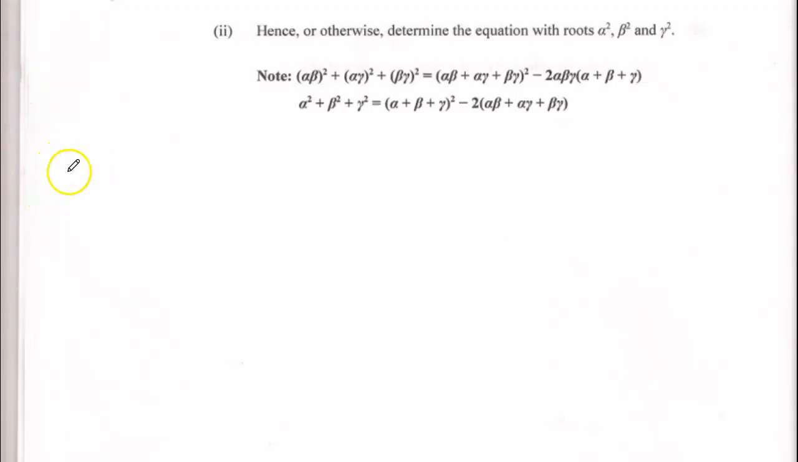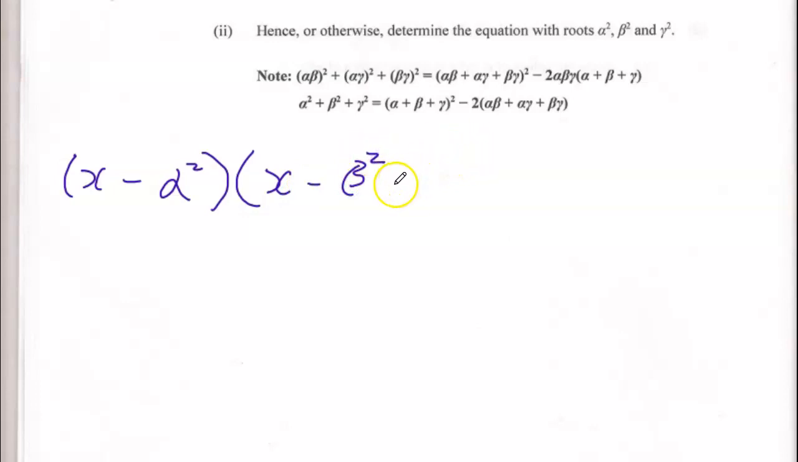Now, if alpha square is a root, then we can have x minus alpha square. And if beta square is a root, we have x minus beta square. And if gamma square is a root, we have x minus gamma square equal to 0. Notice if you equate each of those brackets and solve, you get the roots: x equal alpha square, x equal beta square, x equal gamma square.